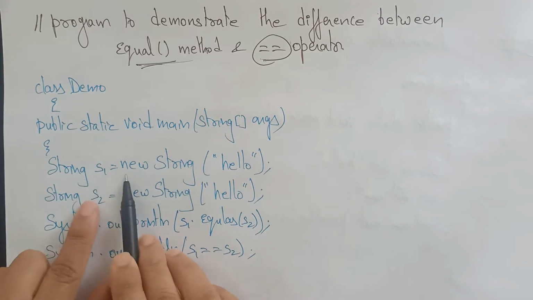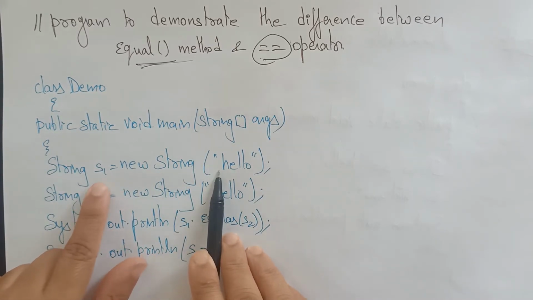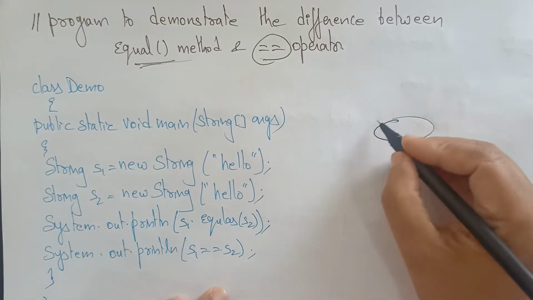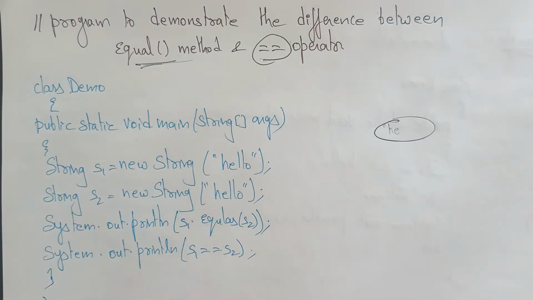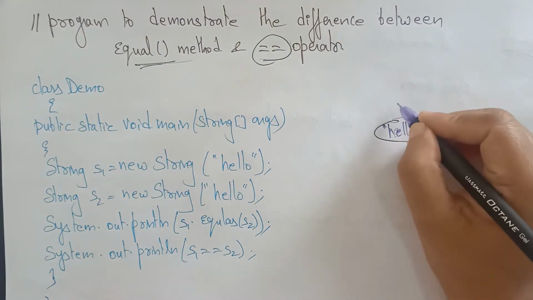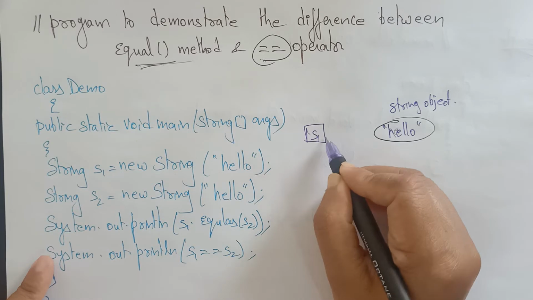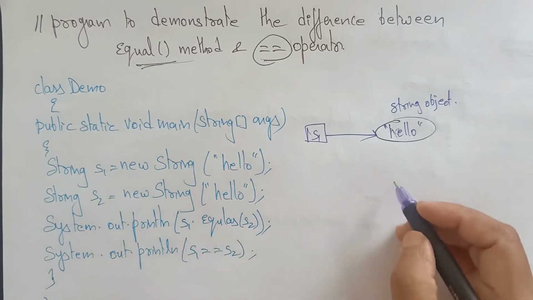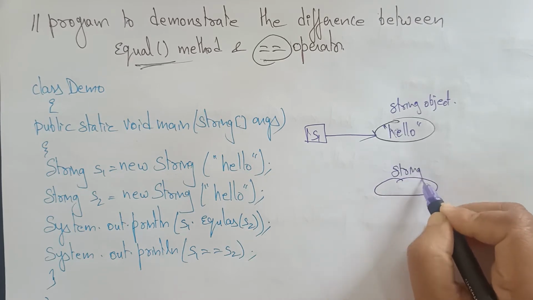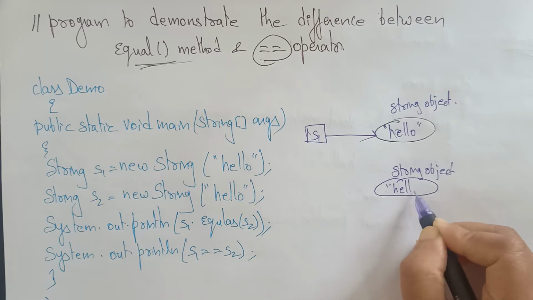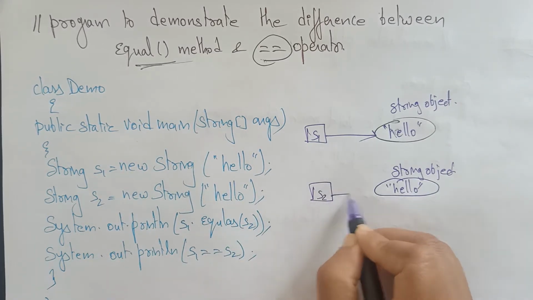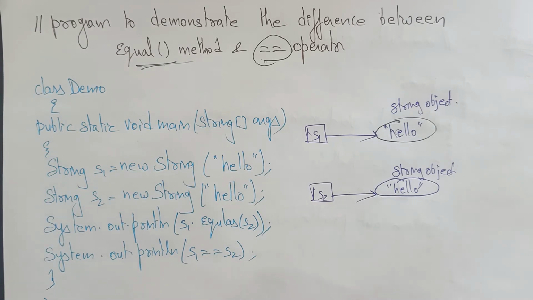Now the first string: String s1 = new String, let's take "hello". This is string s1, and the object is created. So a hello string object is created with the reference s1. Next, a string hello, another object is created, with the reference s2. Here the string objects will always be created in the string constant pool.